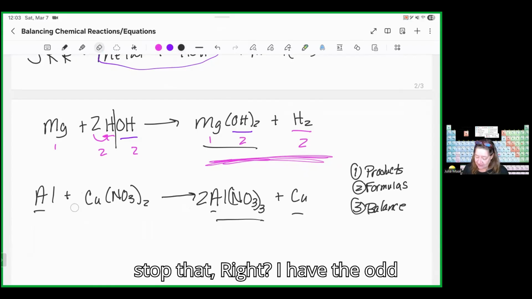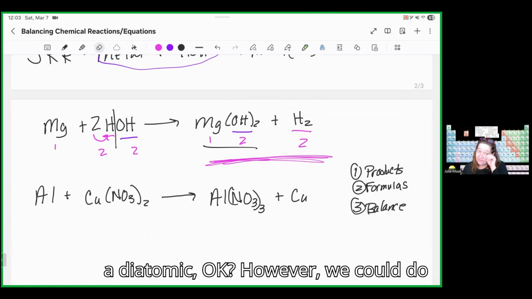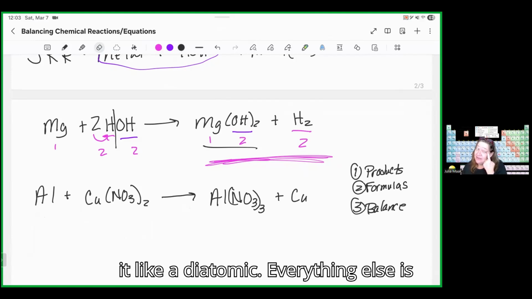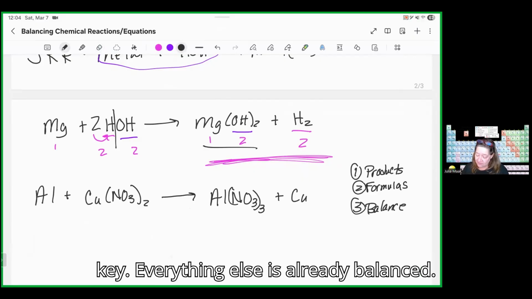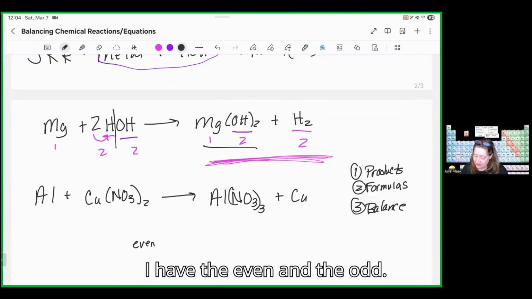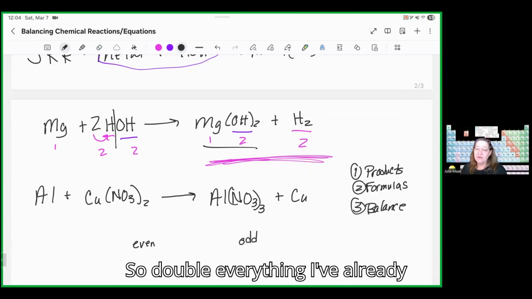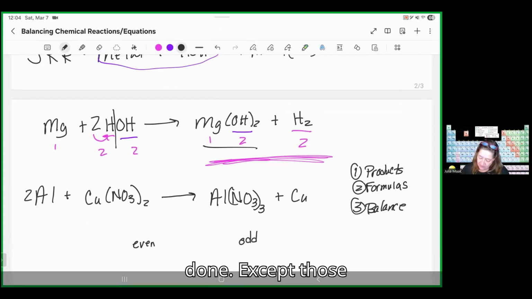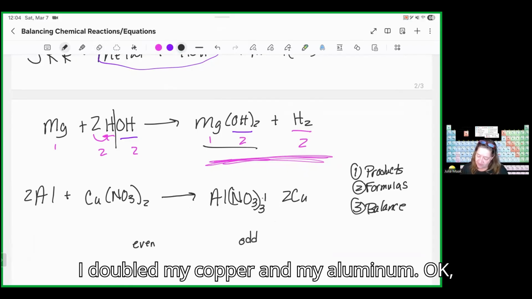Okay, I'll stop that, right? I have the odd number, even number, but this is not a diatomic. However, we could do it like a diatomic. Everything else is already balanced, because that's the key. I have the even and the odd. So double everything I've already done, except those nitrates. Okay, so I doubled my copper and my aluminum.